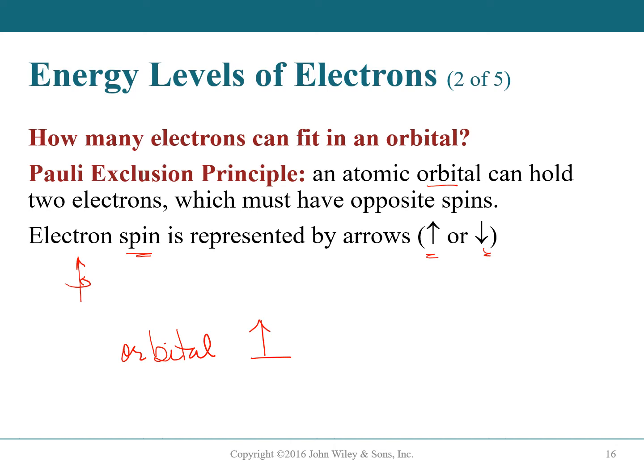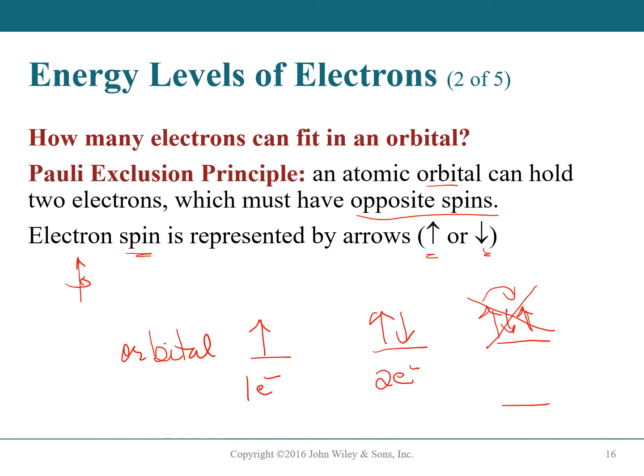If I put a second electron in, it has to be of opposite spin. So this is 2 electrons. I cannot put 3 electrons because if I put it up, they're the same. Can't do it. If I put it down, these are the same. Can't do it. So based on the Pauli exclusion principle, you can have either 0, 1, or a maximum of 2 electrons per orbital.